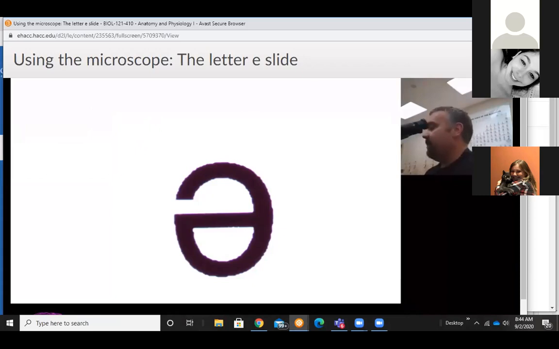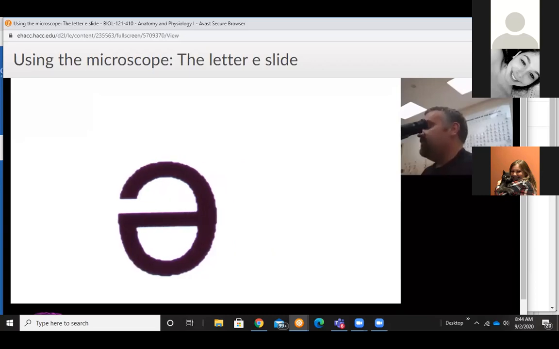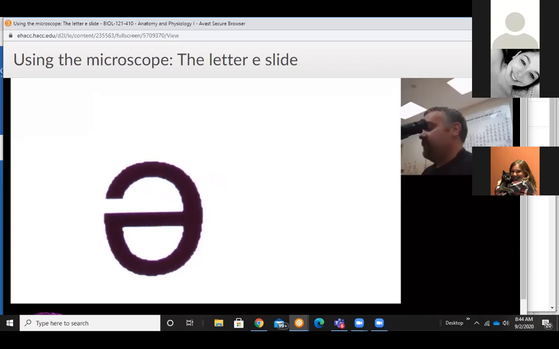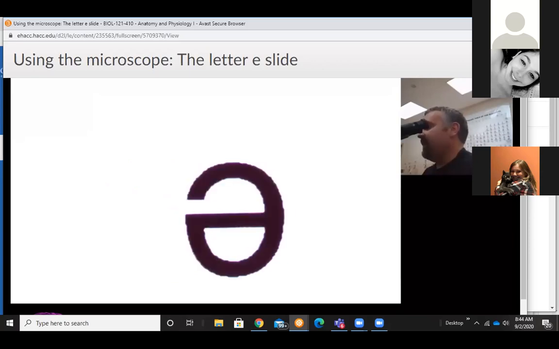So that's one of the reasons we like to use this letter E, because it shows you that as the light rays are bent or refracted through a microscope, you're actually seeing a mirror image. Just like as I move the stage to the right here, you're seeing the letter E move to the left and vice versa. So everything is backwards. That's okay. I'll go into the mechanics of that, but I just wanted you to see this as a reminder of why we use this activity.